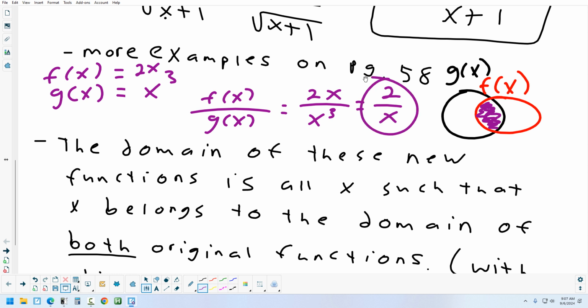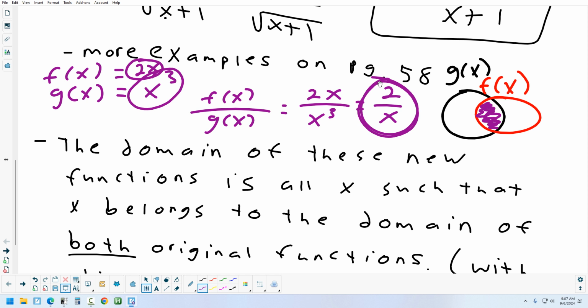So the original function, you could plug in anything you wanted here. This function, you could plug in anything you wanted here. But you cannot plug in anything you want here. What number would you not be allowed to use for x in that one? Yep, 0. You would not be able to use 0 in the domain.